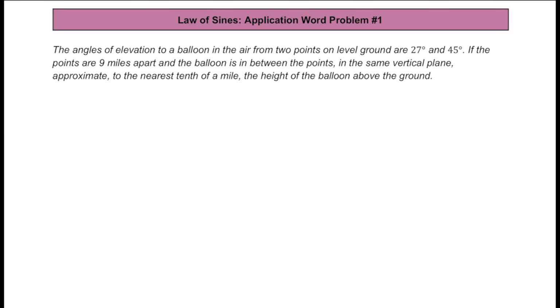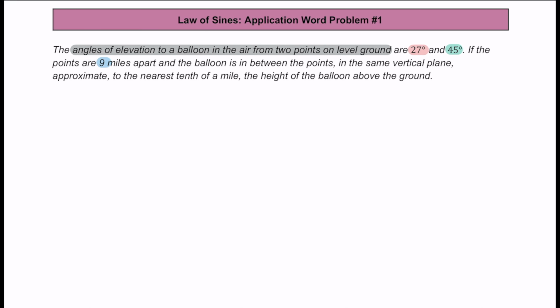In this video, let's take a look at an application word problem dealing with the law of sines together. In this problem, there are going to be two angles of elevation to a balloon that's in the air, and these are going to be from 2 points that are on the ground. One of these angles is going to be 27 degrees, while the other angle is 45 degrees.